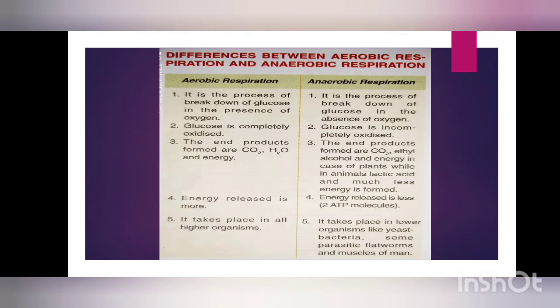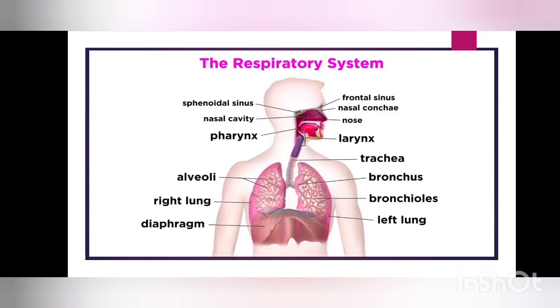Difference between aerobic respiration and anaerobic respiration. So here are the parts of the respiratory system, which are nose, nasal cavity, pharynx, larynx, trachea, bronchus, bronchiole, lungs, alveoli.